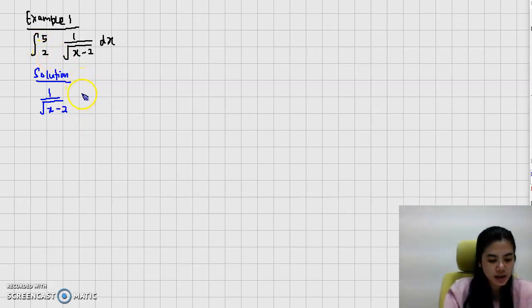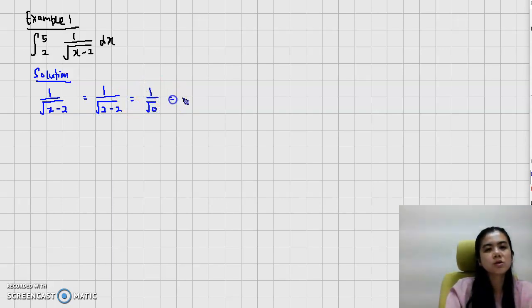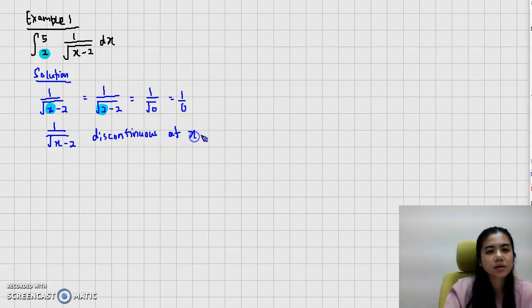Let's say we sub x as 2 here. So you will have 2 minus 2, okay? So this is basically 1 over 0, and 1 over 0 will give you a problem. So that's why we will say that this function is basically discontinuous when x is equal to 2, because the 2 will give you a problem. So this function is discontinuous at x equal to 2.